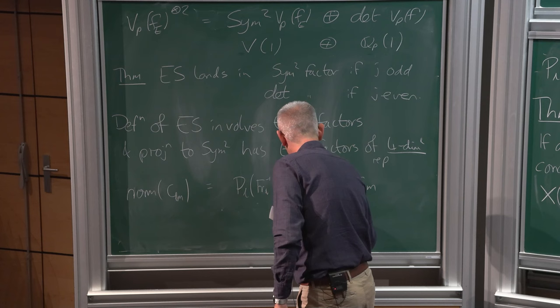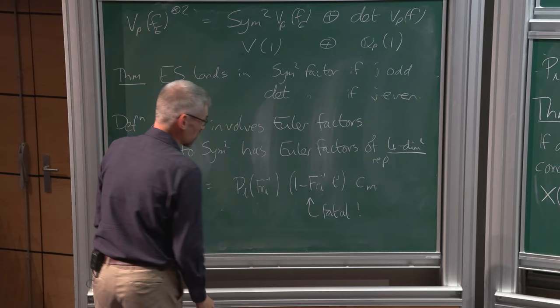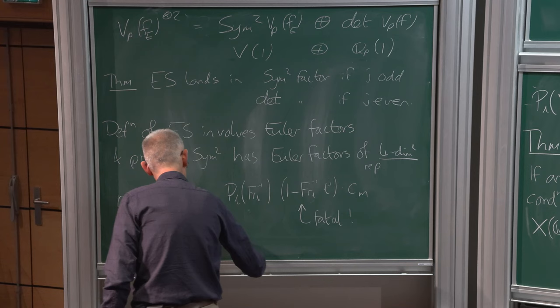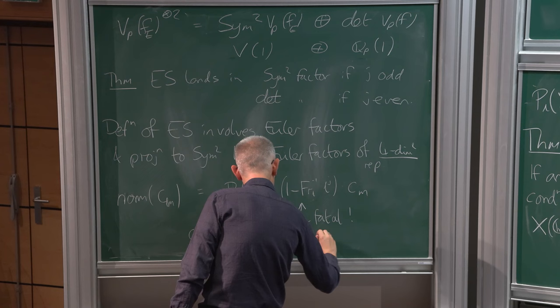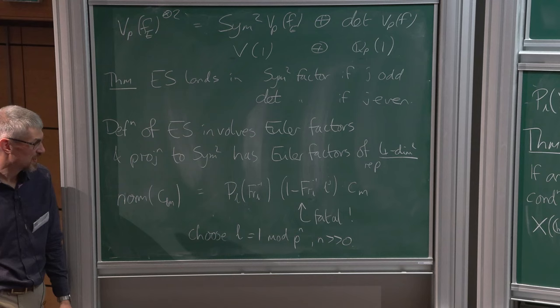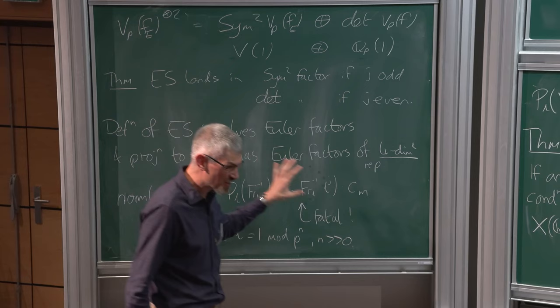And when you use an Euler system to bound Selmer groups, you always choose L to be very highly congruent to 1 mod p, and you project into a quotient where the action of the Frobenius is also very, very close to being trivial. So basically this factor ends up being zero in the quotients that you study. So this just completely destroys the whole Selmer group bounding machine.